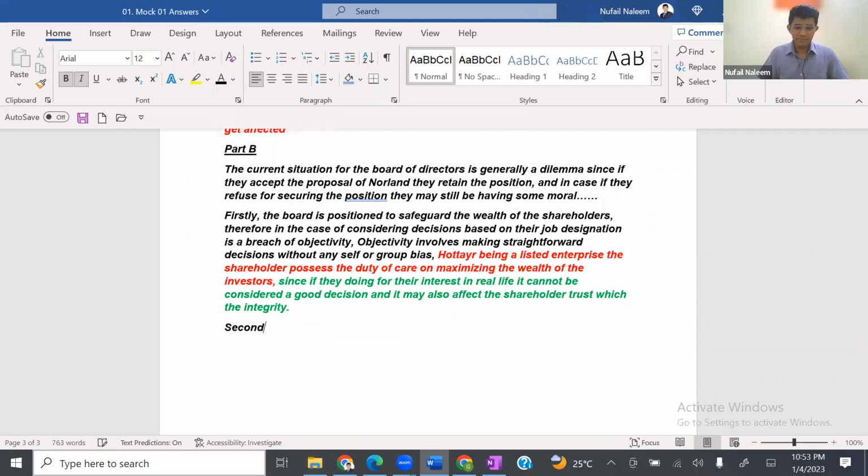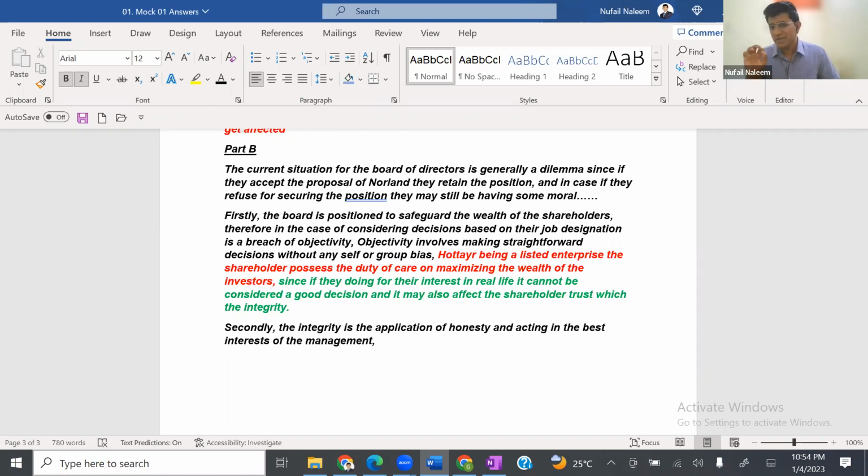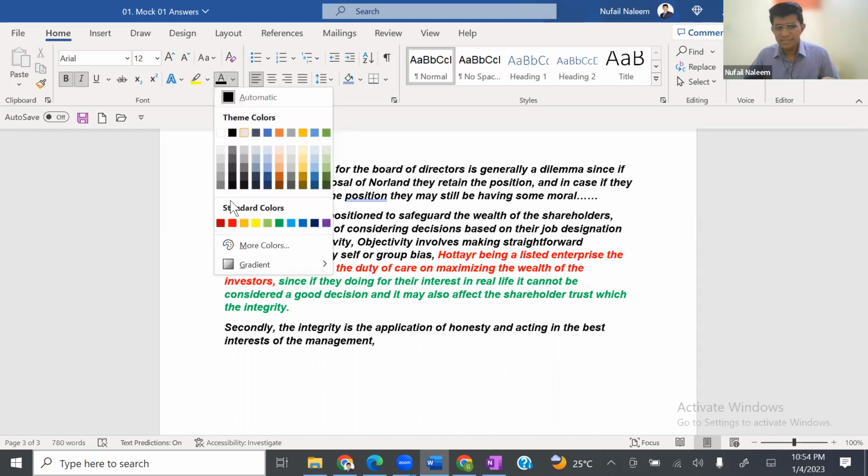Secondly, the integrity is the application of honesty and acting in the best interest of the management. Students, I believe this is giving you an understandable point of view, best interest of the management.